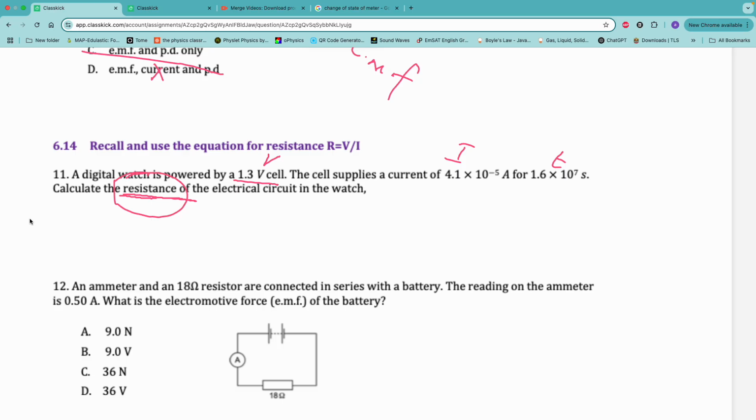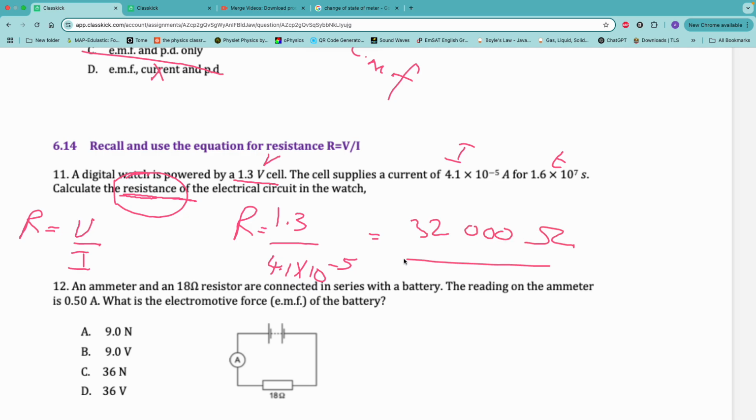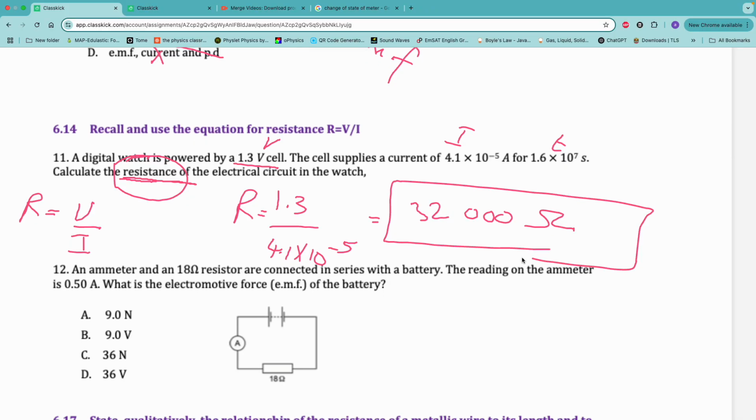So using Ohm's law, R is equal to V over I. R is 1.3 over 4.1 times 10 to the power of negative 5. Using the calculator, we'll get 32,000 ohms. Ohms is the measuring unit of resistance.